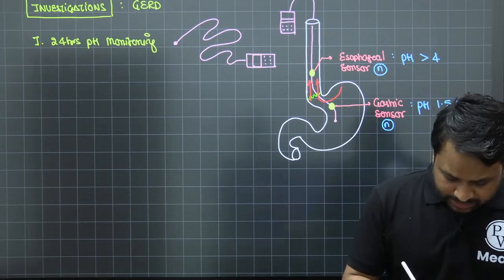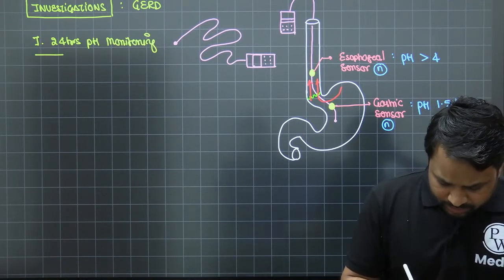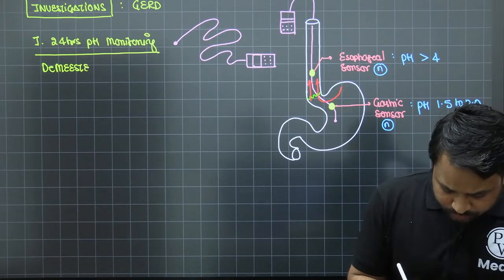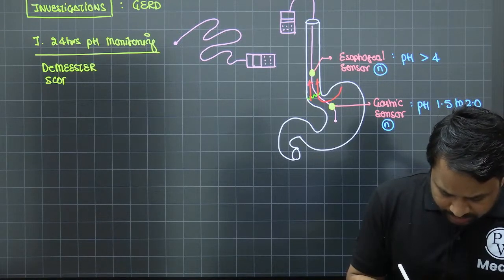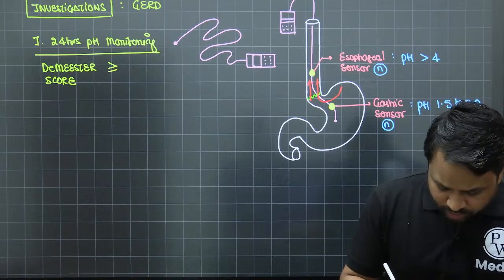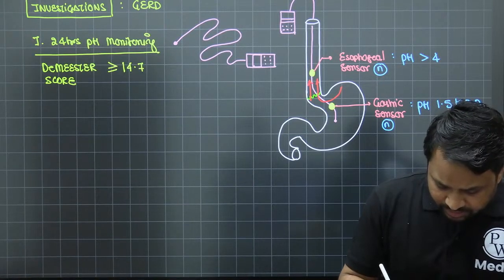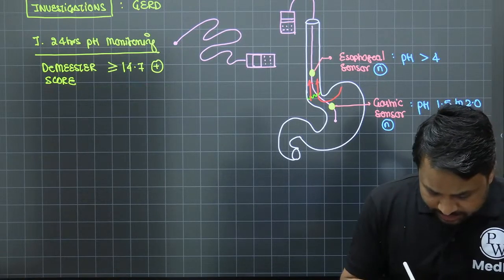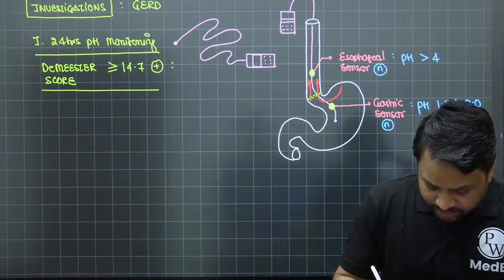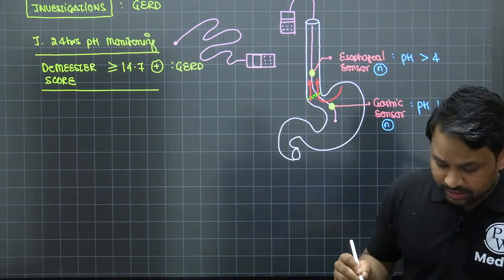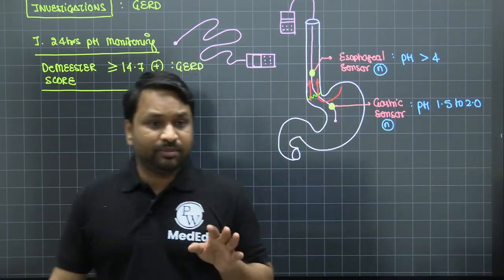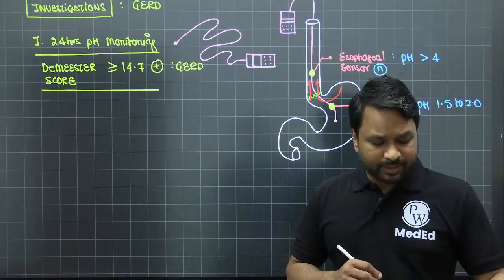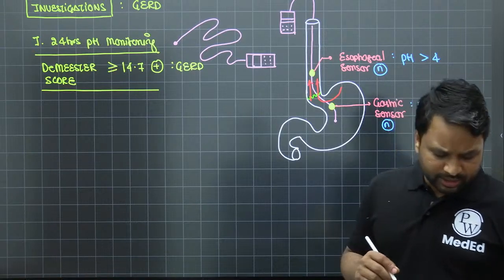ठीक है, तो इसका इंटरप्रिटेशन भी बता दूंगा. इट्स अ वेरी ब्यूटीफुल इंटरप्रिटेशन दैट यू हैव, दैट हाउ मच शुड बी योर डीमिस्टर स्कोर. हम बोलते हैं कि अगर डीमिस्टर स्कोर मोर देन और इक्वल टू 14.7 है, इट इज कॉन्फर्मेटरी ऑफ जीआरडी. ठीक है, इट इज कॉन्फर्मेटरी ऑफ जीआरडी. तो ये यही बता रहा है कि अगर आपका डीमिस्टर स्कोर is going to be more than or equal to 14.7, then I will say the patient is having absolutely GERD. There is no doubt about it.